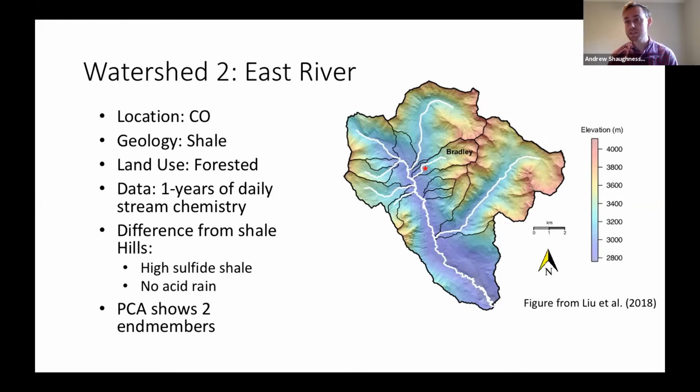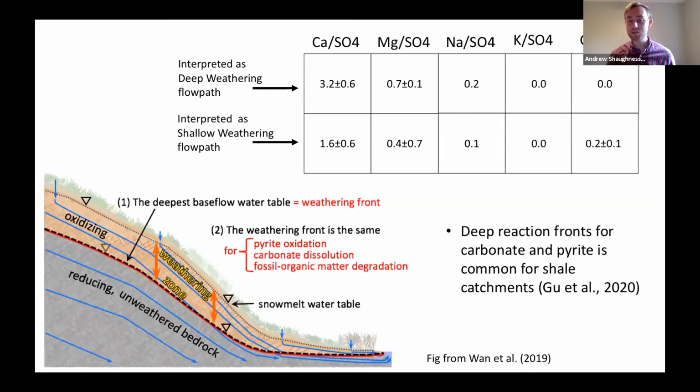And again, when we look at the PCA, we see that there are, again, two end members. So we're going to decompose the stream chemistry into its two end members. And actually, recently, there was a study looking at the weathering structure of East River. And again, very similar to Shale Hills, you see this zone where you have the co-location of carbonate and pyrite reaction fronts. And this, again, is very consistent with work done by Zhen Gu, who's looked at a bunch of these shale watersheds and seen that in shale watersheds, it's very common to have these deep reaction fronts of carbonate and pyrite and to see them co-located in shales.